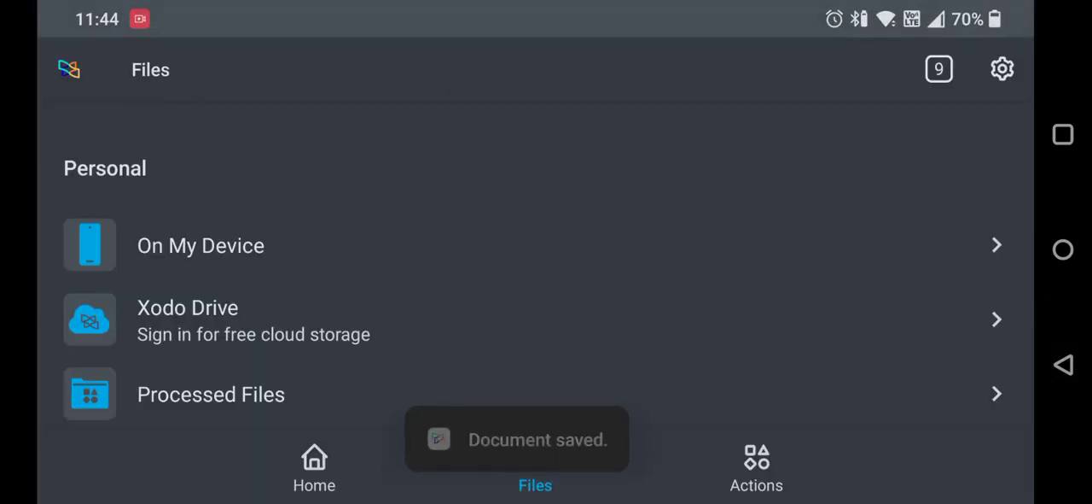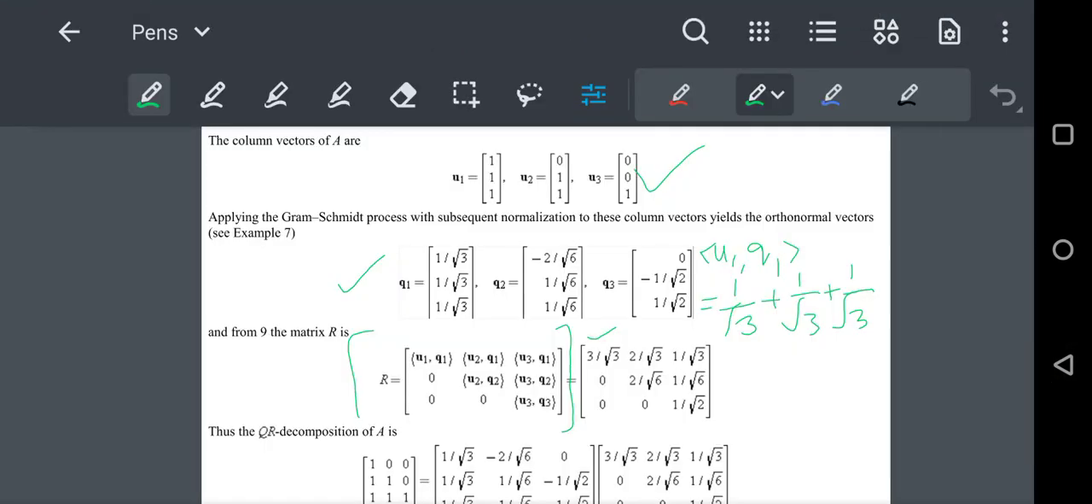Similarly, u2 with q1: the first will be 0, plus 1 by root 3, plus 1 by root 3, which gives you 2 by root 3. And u3 is 0, 0, 1. When you take the inner product between u3 and q1, you will get just 1 over root 3. Here this is 0, and then the inner product between u2 and q2: 0 plus 1 by root 6 plus 1 by root 6, so you will get 2 by root 6.